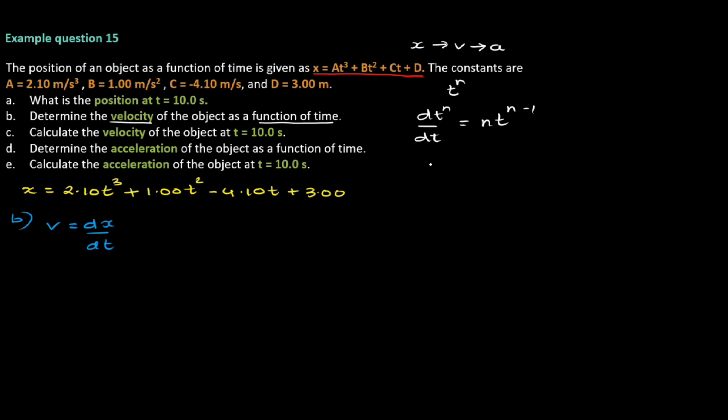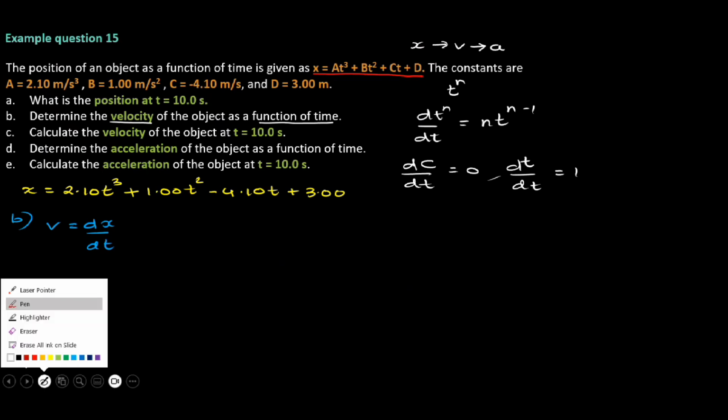Then if you have a constant, a number which is not multiplied with t, which is alone, like the 3 over here, derivative of a constant with respect to t will always be equal to 0. And then if you have a function which is only t to the power 1, so derivative of just t, dt over dt will be equal to 1. So these are the 3 different considerations I'm going to take while calculating velocity by taking derivative of x.